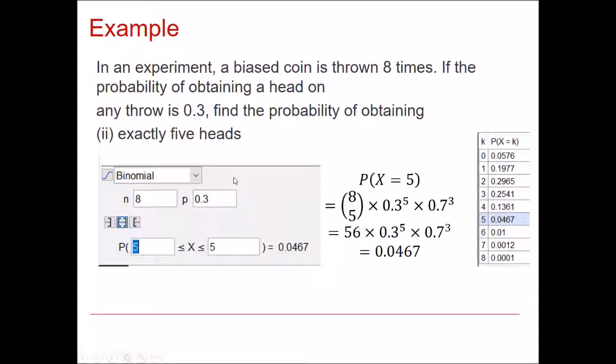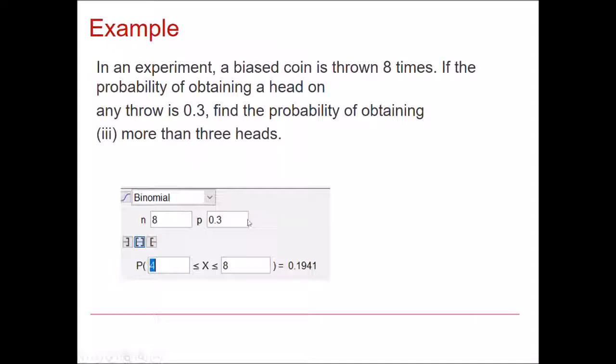Exactly 5 heads. So I've included the formula here, as it could be done on the formula quite quickly as well, but you can see I've calculated this from the statistical package here. The probability of being from 5 to 5 is 0.0467, and you can see there it's the same with the formula. 8 choose 5 times 0.3 to the 5 times 0.7 to the 3, and that gives you this number here.